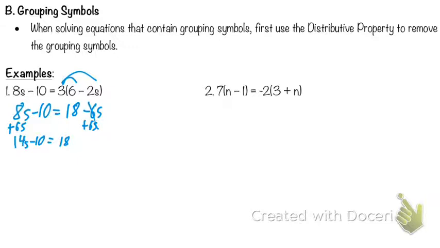Now, since we got all the variables on the left-hand side, we want to get all the constants on the other. So I'm going to get rid of that -10 by adding 10 to both sides. -10 plus 10 is 0. 14s is equal to 28. So now I divide by 14 to undo multiplication. s is equal to 2. Any questions on that one?